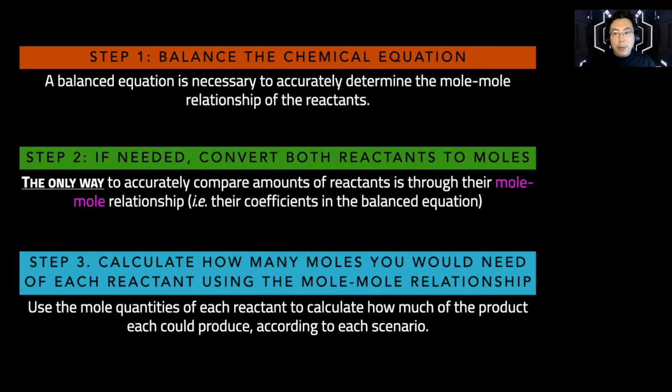So we have talked about the different steps to consider when approaching this type of problem. The first one is to be sure that the chemical equation that you're given is actually balanced. For purposes of our course, the equations will already be balanced, so you don't have to worry about that, at least for the chemical equation.